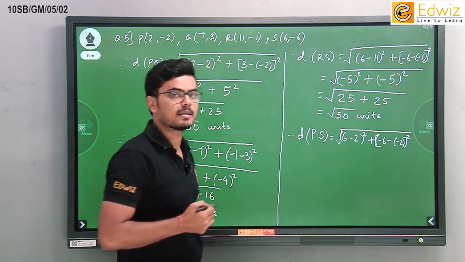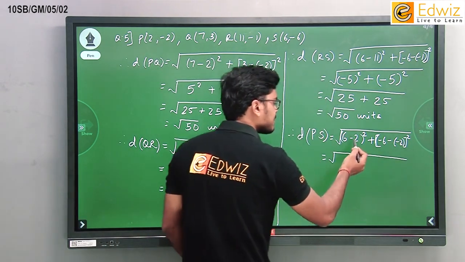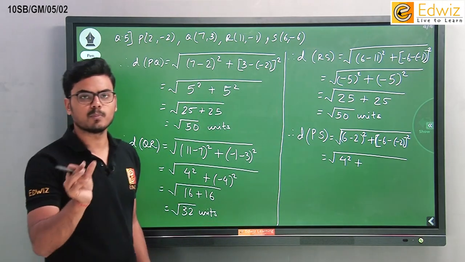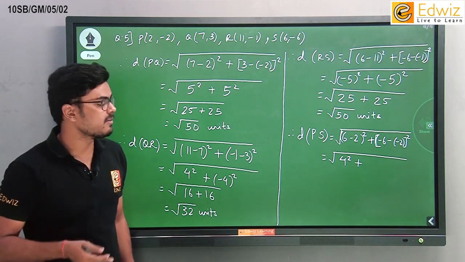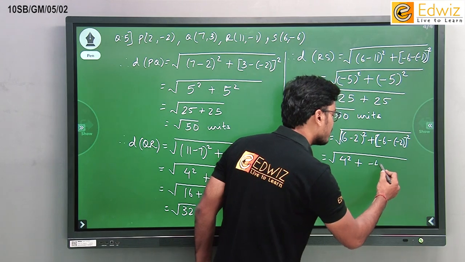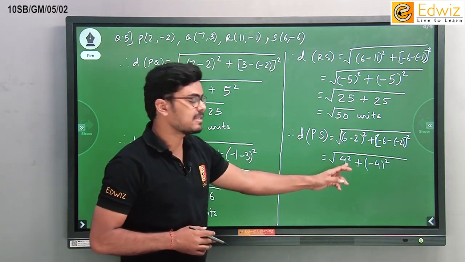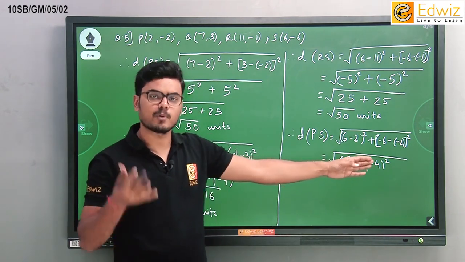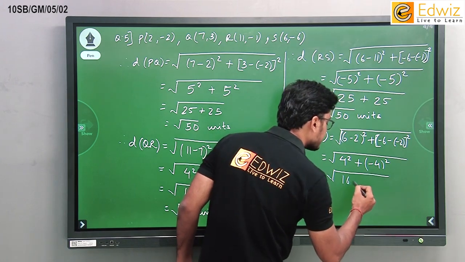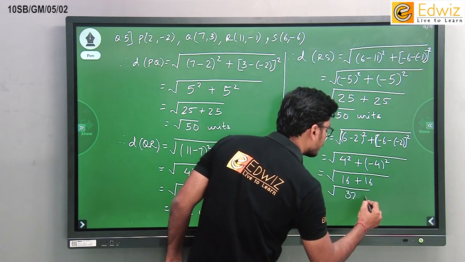Okay, I'll use a square bracket. This is equal to square root of 4 square plus minus 6, both negatives once again will become positive. So minus 6 plus 2 will get minus 4 the whole square. Okay, so as you can see, 4 square is 16, minus 4 square is once again positive 16. So we are getting the same thing, square root of 16 plus 16, that is square root of 32 units.